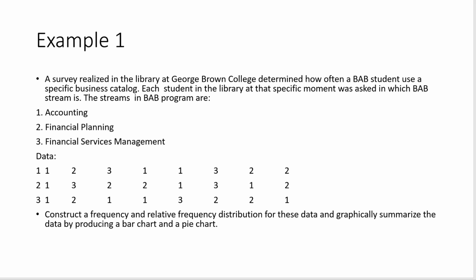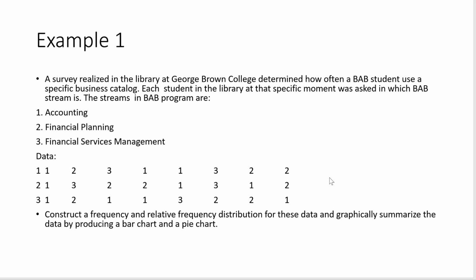The streams in the VAB program are accounting, and we assign all students in accounting a code of 1; financial planning, and we assign a code of 2; financial services management, and we assign a code of 3. These are all data. We have to construct the frequency and the relative frequency distribution for this data and graphically summarize the data by producing a bar chart and a pie chart.